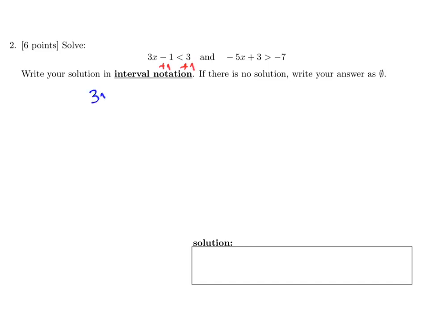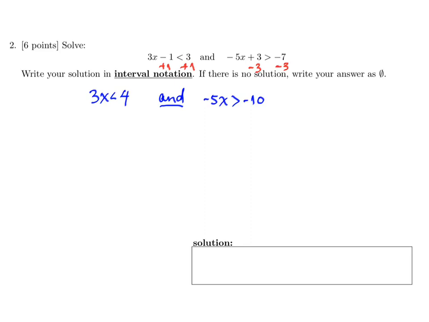So the first one, let's add 1 to both sides. I'm rewriting it as 3x less than 4 after I added 1 to both sides. The second one, I'm going to subtract 3 from both sides and rewrite that as negative 5x is greater than negative 10. And I'm connecting them with the word and. We have to keep using the word and because we're saying these two things are true at the same time about the same number x.